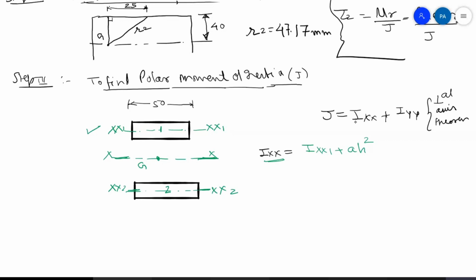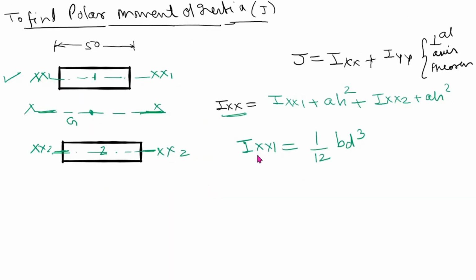Okay. Now, how do we find this Ixx1? Ixx1 plus Ixx2 plus Ah square. This will give us Ixx. Now how to find first Ixx1? Ixx1 कैसे फाइंड करते हैं? 1/12 BD cube और DB cube, एक फॉर्मूला है हमारे पास. ठीक है, तो पहले हम फाइंड करेंगे Ixx1. Ixx1 मतलब क्या है? मोमेंट ऑफ इनर्शिया ऑफ दिस वेल्ड नंबर 1 अबाउट इट्स ओन CG.